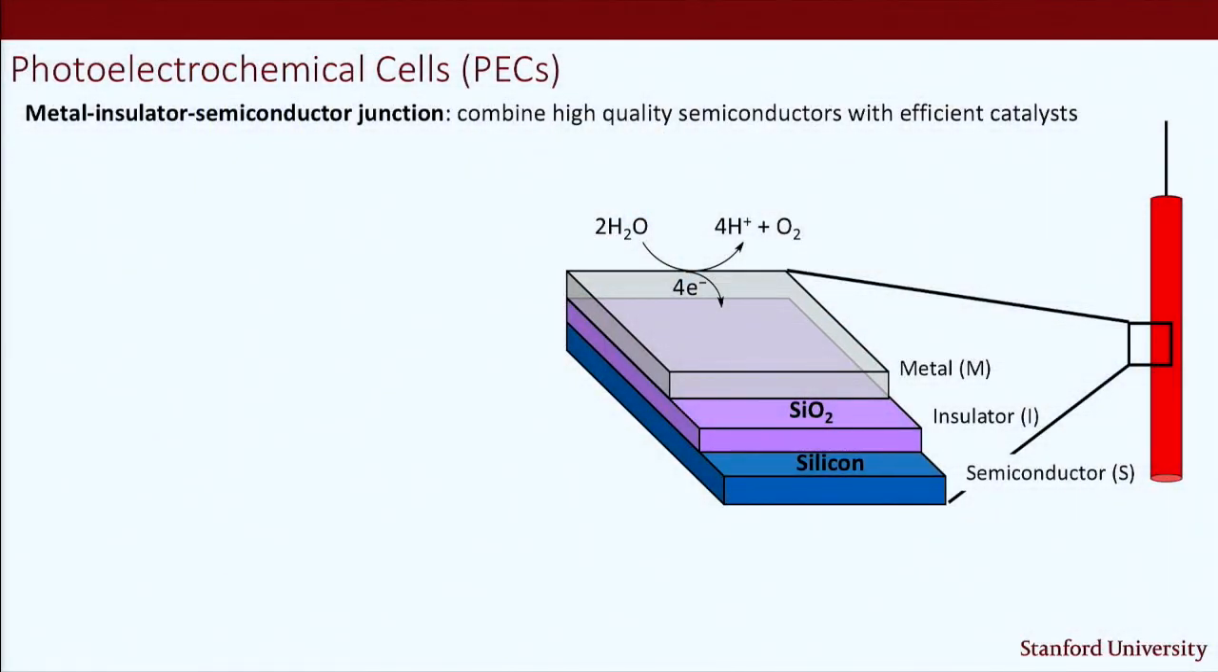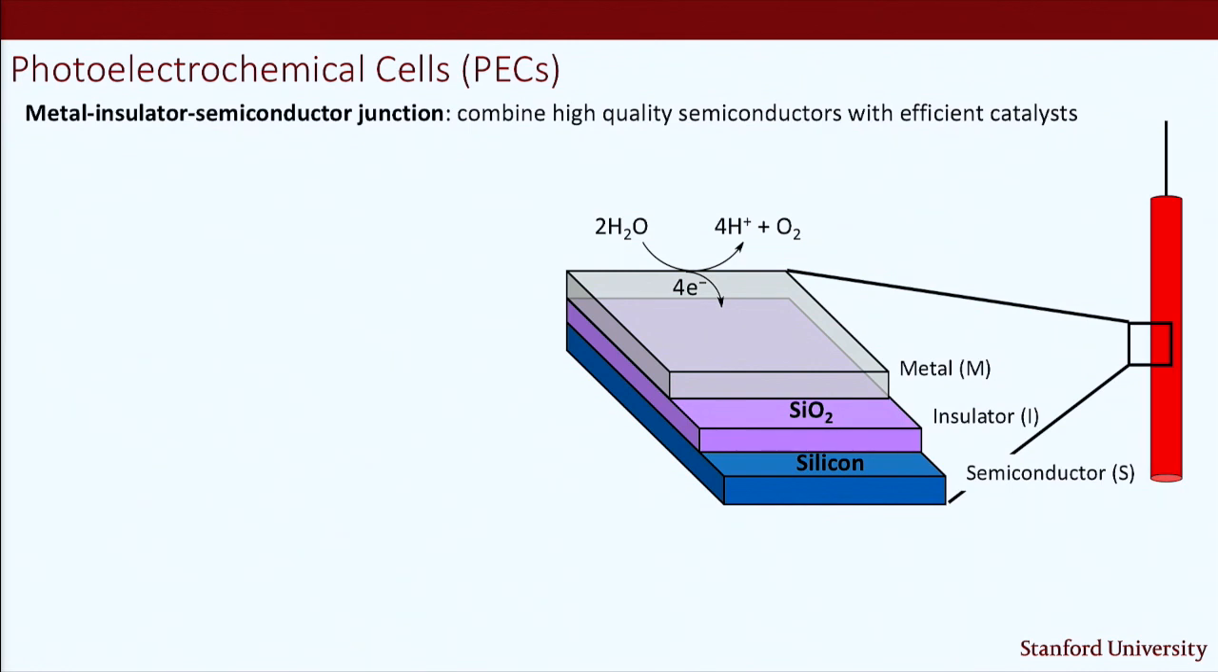If we zoom in on the photoanode and look at what it's actually made up of, the structure that I work with is called a metal insulator semiconductor junction. This allows us to interface high-quality semiconductors with very efficient catalysts. The structure is shown here. We have our base semiconductor. We're using silicon in this case. That's the material that's absorbing the energy from the sun.